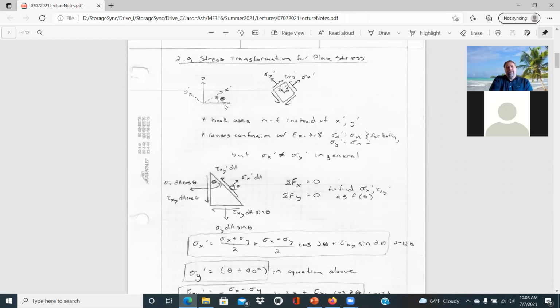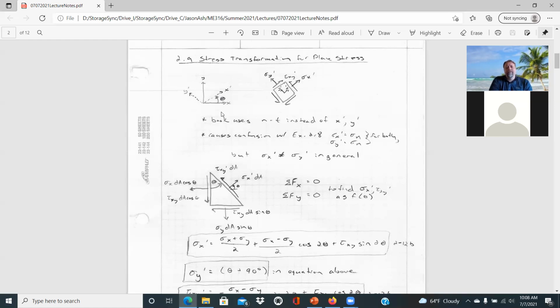And so here's a diagram of that angle theta that we just looked at. It would be the same as rotating our XY axis by a given angle to the X prime, Y prime axis. And then we're interested in what states of normal and shear stress would be needed to create that same state of stress at that point.